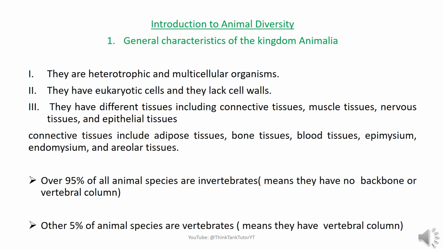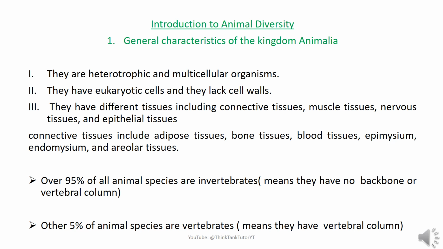Before we step forward, remember that there are five kingdoms: Kingdom Animalia, Kingdom Plantae, Kingdom Protista, Kingdom Monera, and Kingdom Fungi. So let's advance to Kingdom Animalia and its general characteristics.